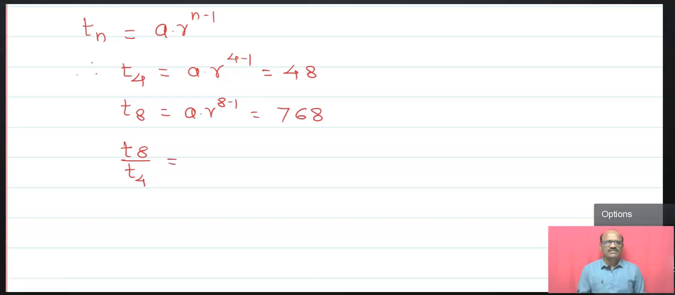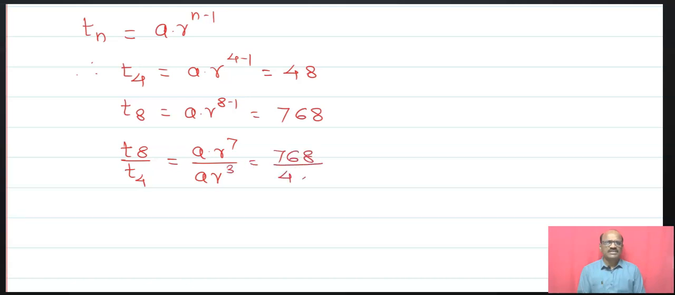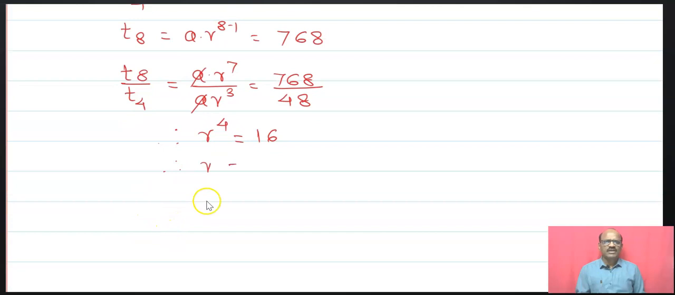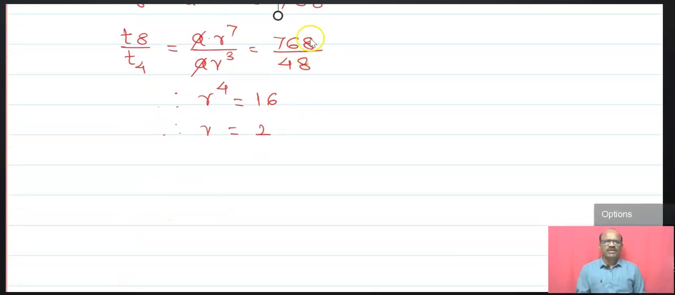Now see this. We will do the division: A and A get cancelled, and here we will apply the law of indices, that is R raised to 7 minus 3, that is R raised to 4. And 768 upon 48 is equal to 16. So R raised to 4 is equal to 16, which means the value of R is equal to 2.